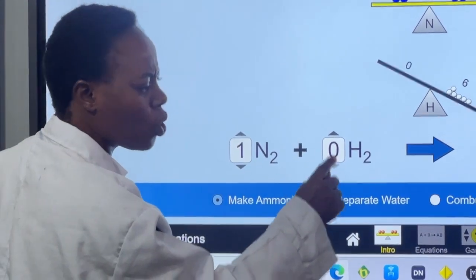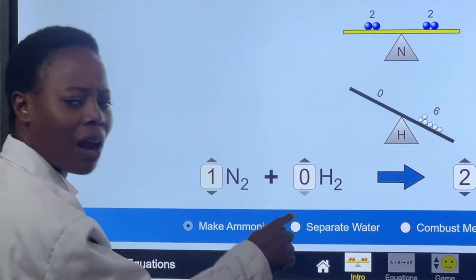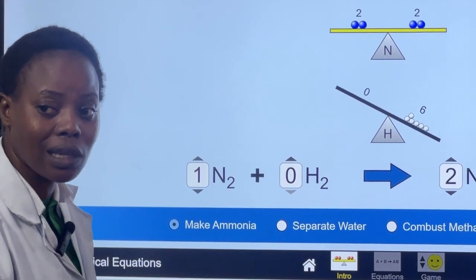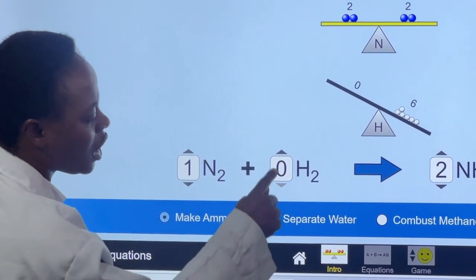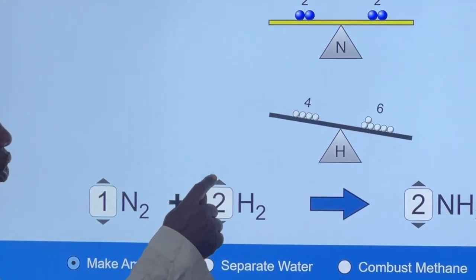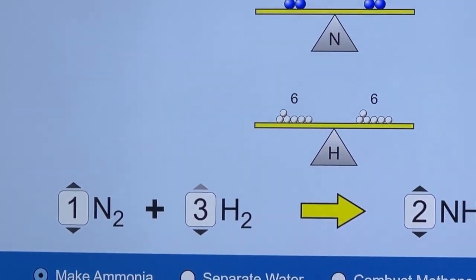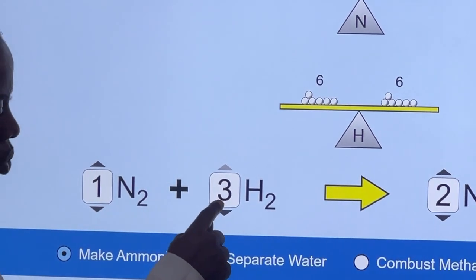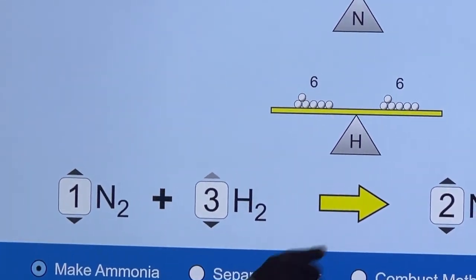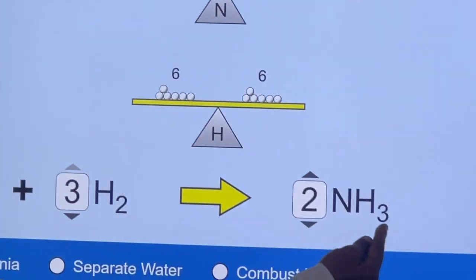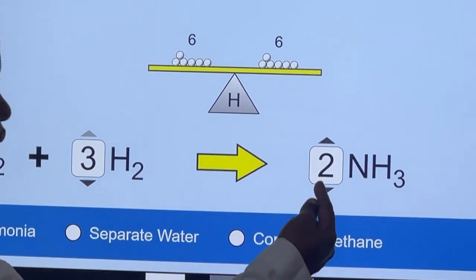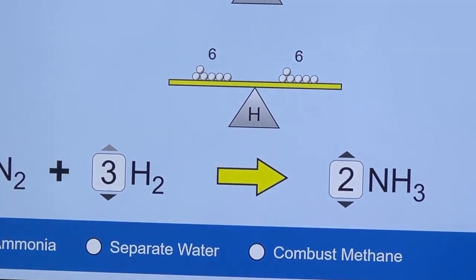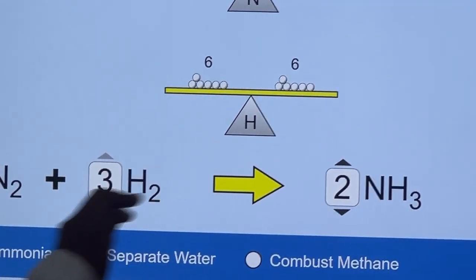How do I ensure the hydrogen on the reactant side is also 6 in number? All I need to do now is to increase the number of the coefficient to 3. Then we multiply 2 multiplied by 3, that gives 6. You come to this side as well, 3 atoms of hydrogen multiplied by the 2 coefficient, that gives 6. And this shows that the whole equation is balanced.